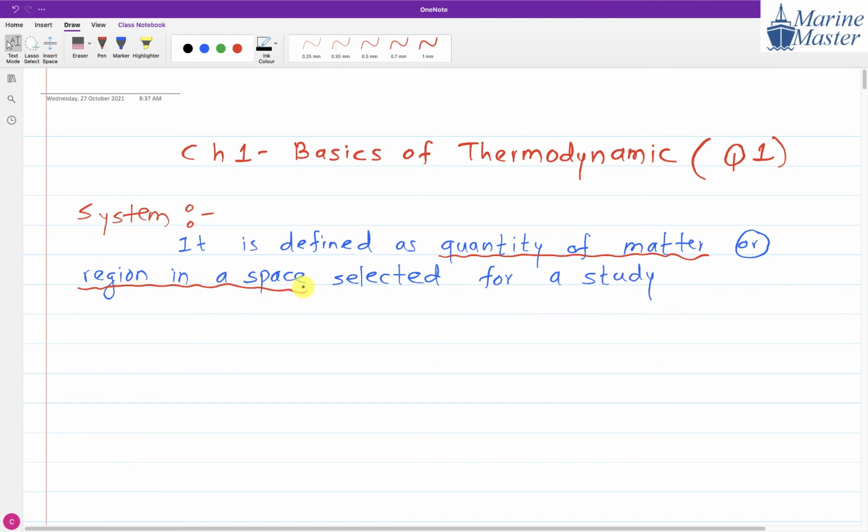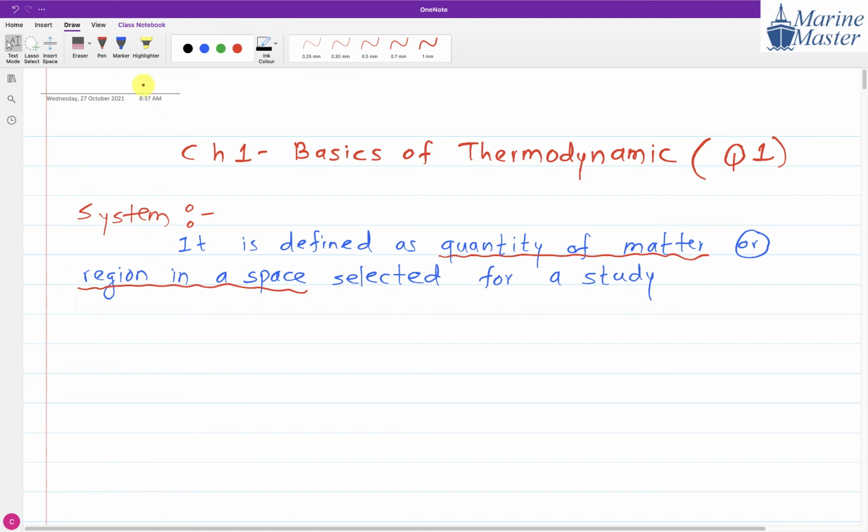What is the meaning of region in a space? Region in a space means, for example, the room in which I am currently taking this lecture. It is a region in a space. Or the building in which I am staying is a region in a space. So whatever things we are going to study, listen to my words carefully, that thing we call a system.